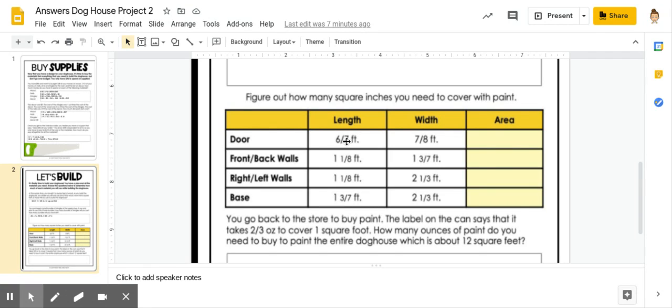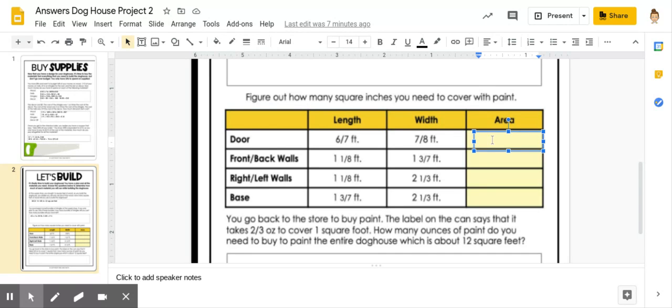So 6/7 feet times 7/8 feet. All right, so we're going to multiply 6 times 7, which is 42. And then we're going to multiply our denominators of 7 and 8. So 7 times 8, which is 56. All right, I know that 7 goes into both of these numbers. So I'm going to reduce this fraction because 42 divided by 7 is 3.